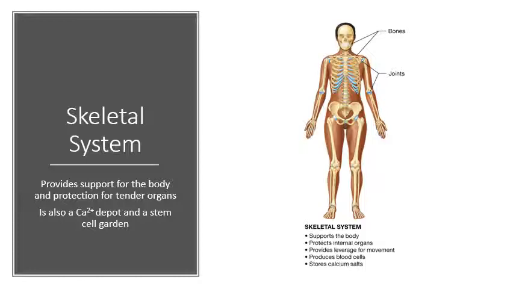Another major function of the skeletal system is to produce the different cell types that you have in your blood. So you have a bunch of stem cells inside of your bones in the bone marrow. Those are stem cells that are making a bunch of different cell types, but prominently, all the cells in your blood are produced in that bone marrow, which is why we call it a stem cell garden.